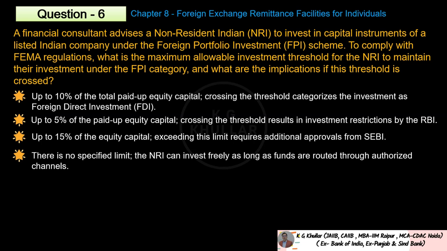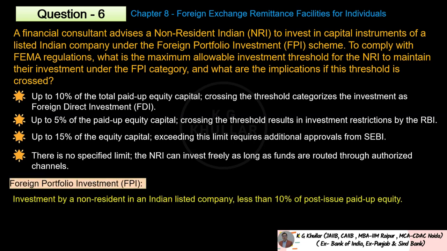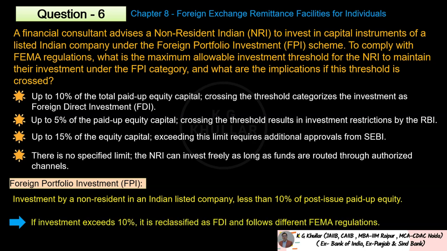Now friends, please note foreign portfolio investment, that is FPI, is defined as an investment by a person resident outside India where the investment is less than 10% of the post-issue paid up equity capital of a listed Indian company. And if this threshold is crossed, the investment is reclassified as foreign direct investment, subjecting it to different regulatory requirements under FEMA. So as far as this question goes, the correct option is option A.